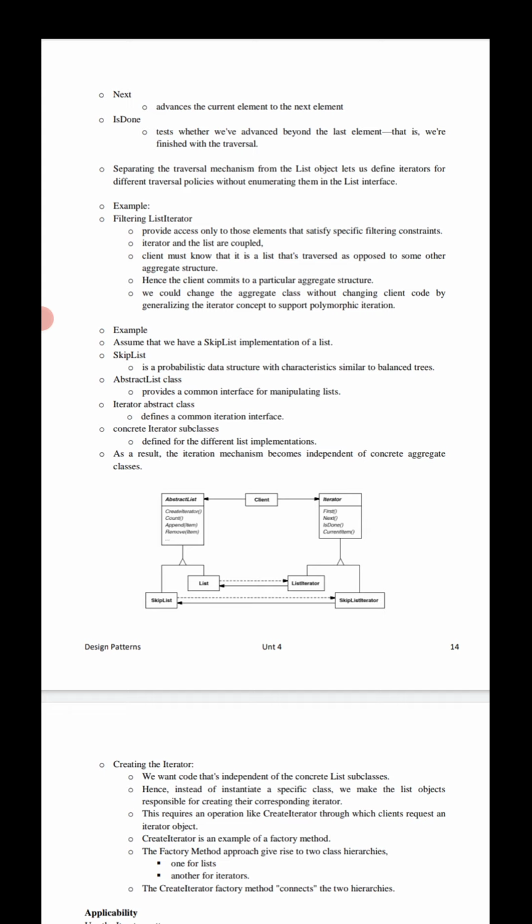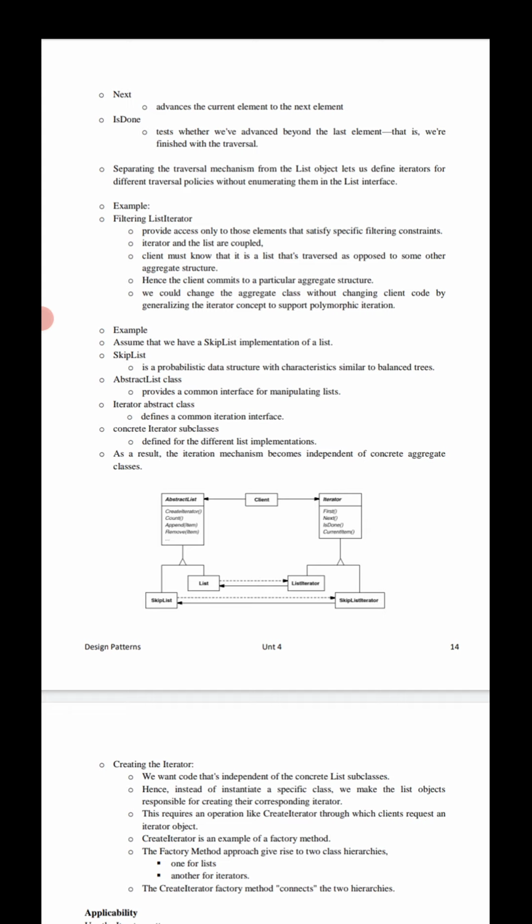We can do this by generalizing the iterator concept. We need to support polymorphic iteration. As an example, let us assume that we also have a skip list, a skip list implementation of a list. A skip list is a probabilistic data structure with characteristics very similar to balanced trees.